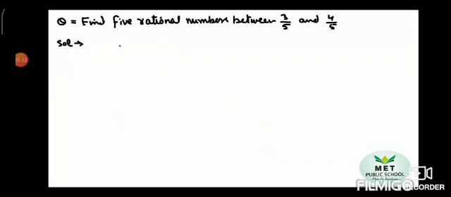There is another problem. Find 5 rational numbers between 3 by 5 and 4 by 5. Here it is asked to calculate 5 rational numbers. As in the previous step, 6 rational numbers meant 6 plus 1, 7, so 5 rational numbers means 5 plus 1, which is equal to 6.